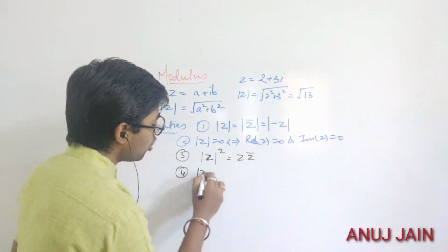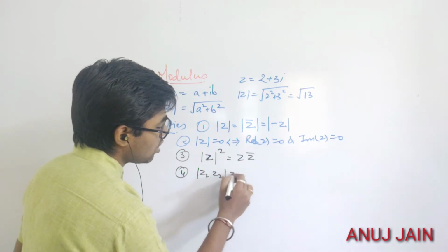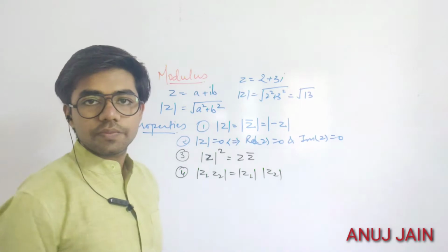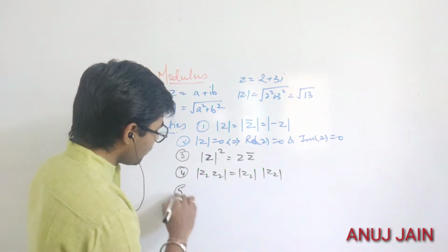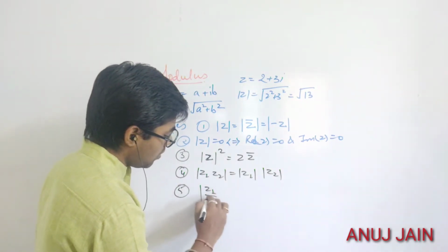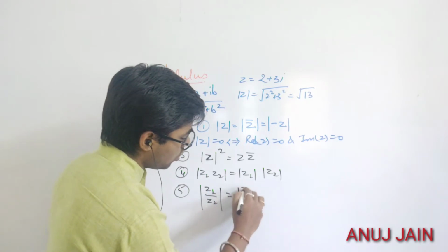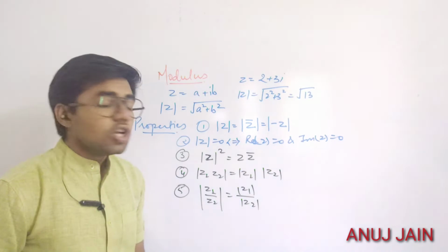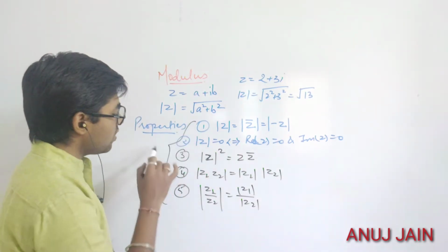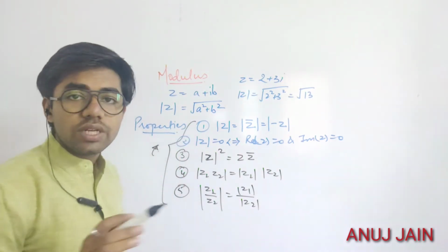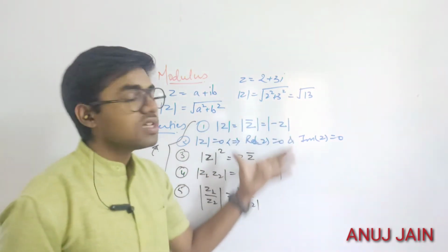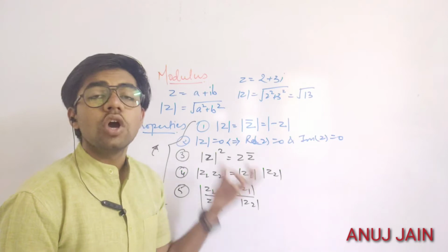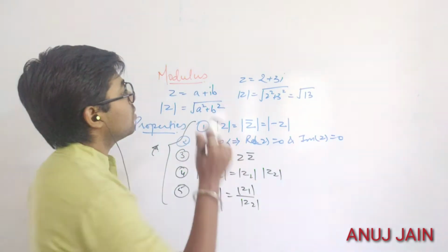Fourth is mod of z1 into z2 is equal to mod z1 into mod z2. Okay, and fifth is modulus of z1 by z2 is equal to modulus of z1 by modulus of z2. So these are the 5 basic important properties which you need to remember about modulus of complex number.